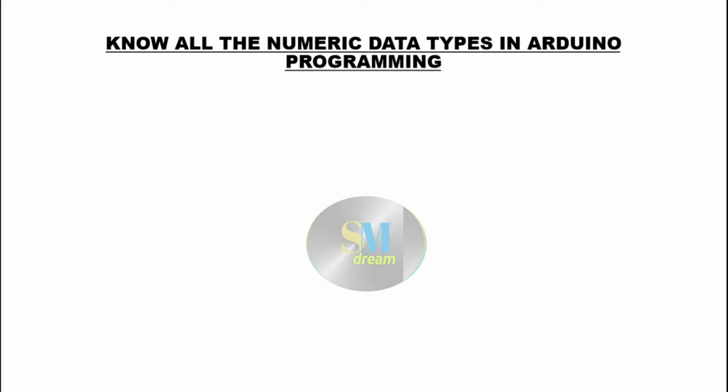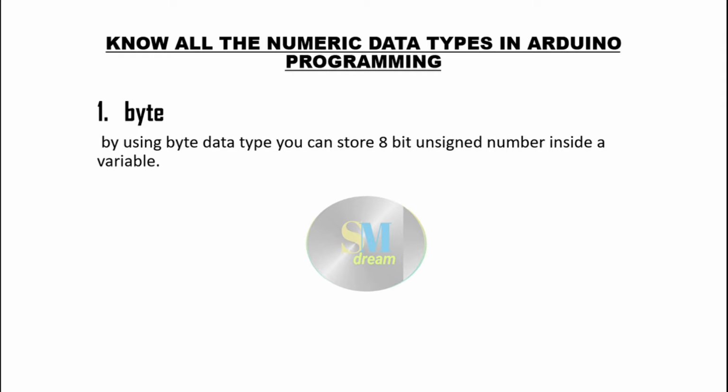So guys, the first numeric data type is byte. By using the byte data type, you can store an 8-bit unsigned number inside a variable. What is 8-bit? It is an 8-bit binary number. The maximum 8-bit binary number is eight 1s, and if I change it to decimal, the value will be 255.